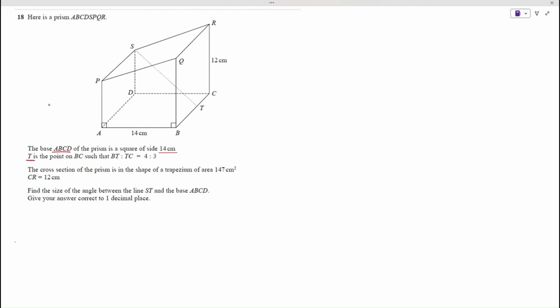T is a point on BC such that BT to TC is 4 to 3. So we can label that as 4 to 3. The cross section of the prism is in the shape of a trapezium of area 147 centimeters squared. CR is equal to 12 centimeters. And so it asks us to find the size of the angle between the line ST and the base ABCD, and we give our answer to 1 decimal place.